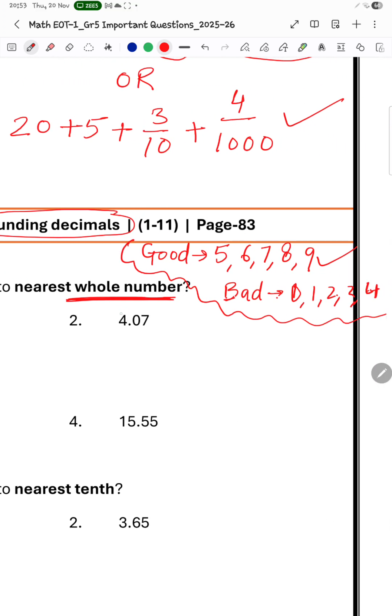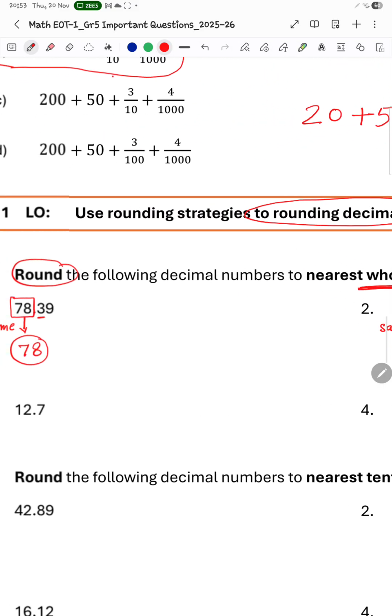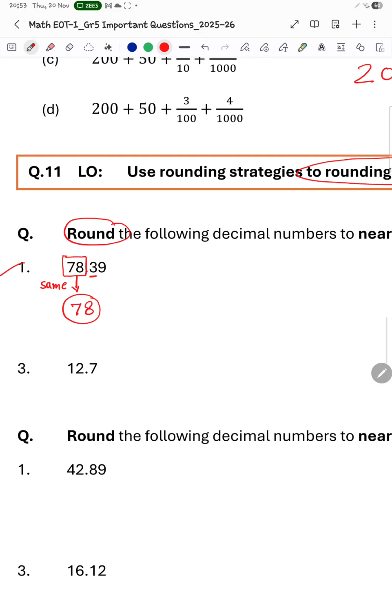Again, whole number. First make a box for whole number and look the next digit. 0. Again it is not good. So I will not give +1. This will remain same. So 4 will remain same. This will be my answer. Okay. Come to the third part.